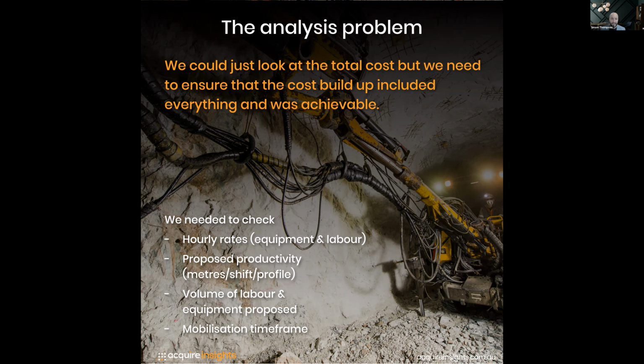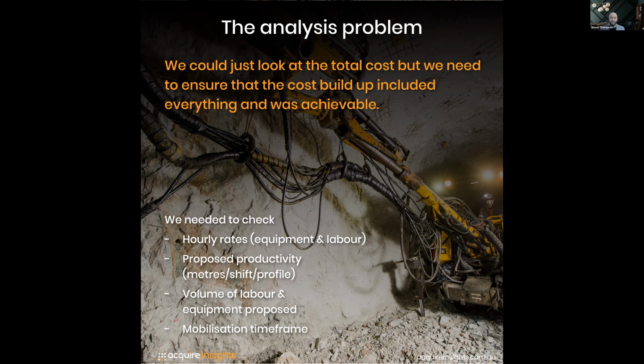So we needed to check things like hourly rates for the equipment and labor. We also checked some of the proposed productivity, so their meters per shift per profile, making sure they didn't have something outlandish in there. The volume of labor and equipment proposed: did that actually make sense, or was it significantly underquoted? Everyone says, let's find the cheapest one, but finding the cheapest is not always the best because it's underquoted.